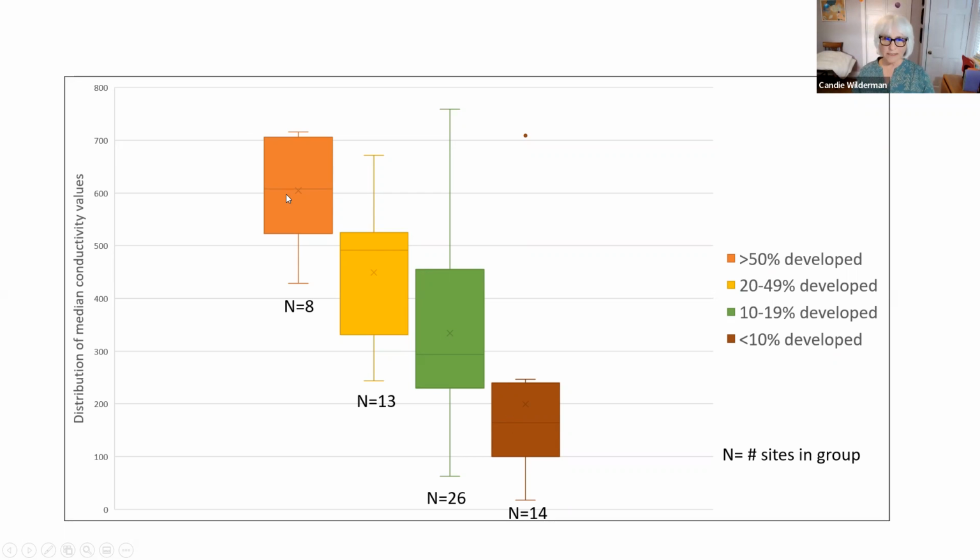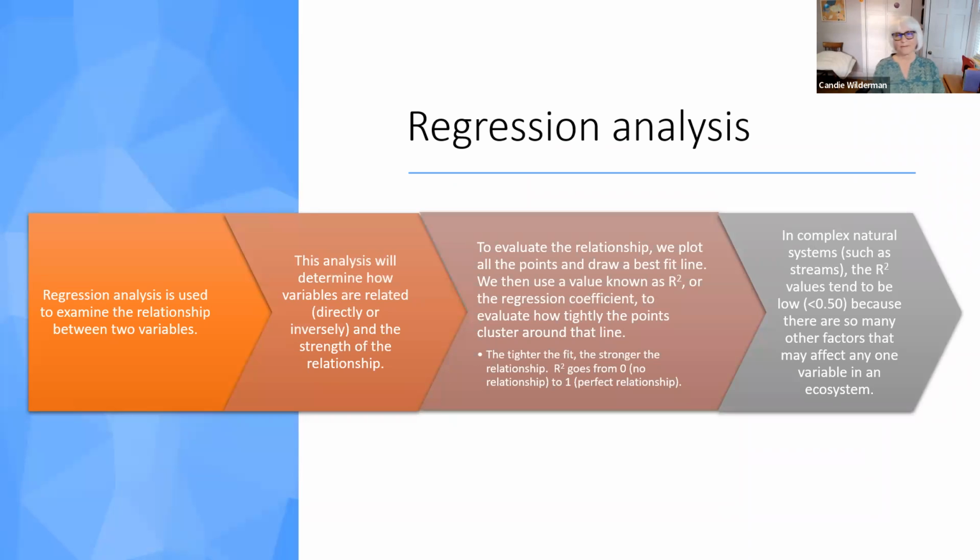And we're looking at conductivity, and you can see very clearly that although the variability is pretty similar in those four groups, the highly developed sites are showing much higher conductivity. And as you go down, you step down into the less developed sites. More on that later, just trying to illustrate box and whisker plots. Okay, so now we get to regression analysis. So regression analysis is used to examine the relationship between two variables. And this analysis determines how the variables are related.